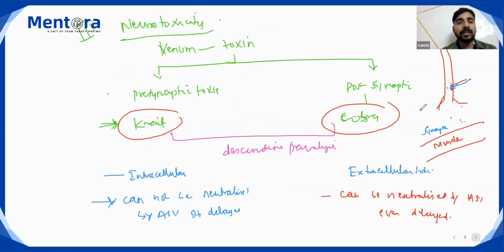Right. Then neurotoxicity. In neurotoxicity, we are discussing there are two types of toxins: one is presynaptic and the other is postsynaptic. The presynaptic acts before the synapse, and the postsynaptic acts in the synapse. The important thing here is that the presynaptic toxin will be intracellular and the postsynaptic toxin will be extracellular. So the important point is that anti-snake venom can easily neutralize extracellular toxin, but cannot easily neutralize intracellular toxin. An example is the krait, which is intracellular, and the cobra, which is the postsynaptic or extracellular toxin.